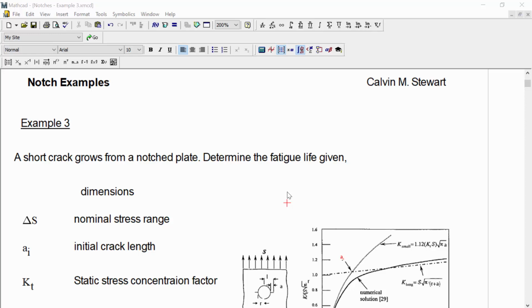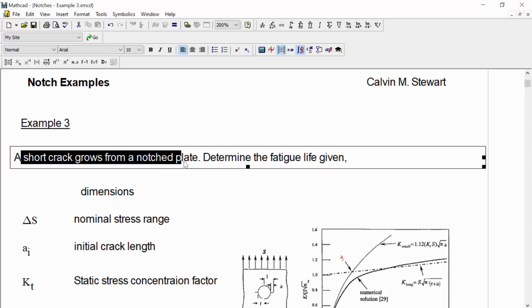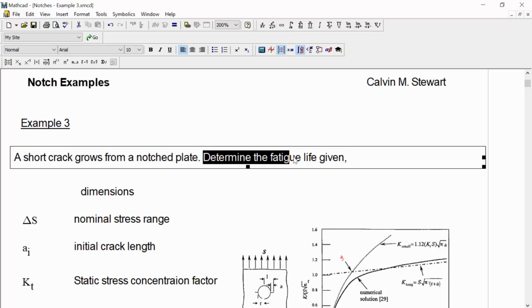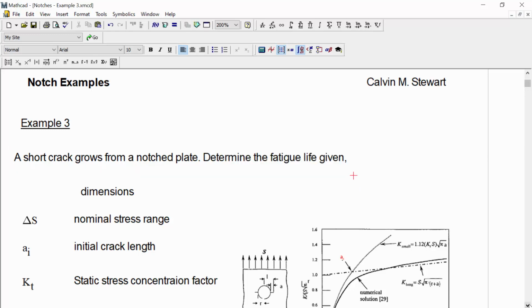I'm Dr. Stewart. Today, we're going to do an example for notches with fatigue. In the example we're doing today, a short crack grows from a notched plate. We're asked to determine the fatigue life given certain information about the notched plate.